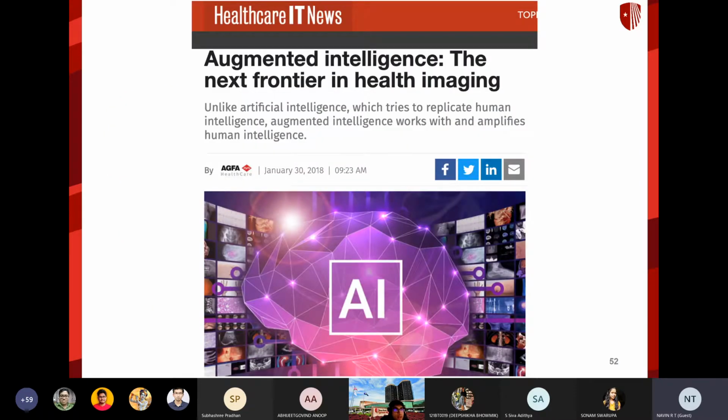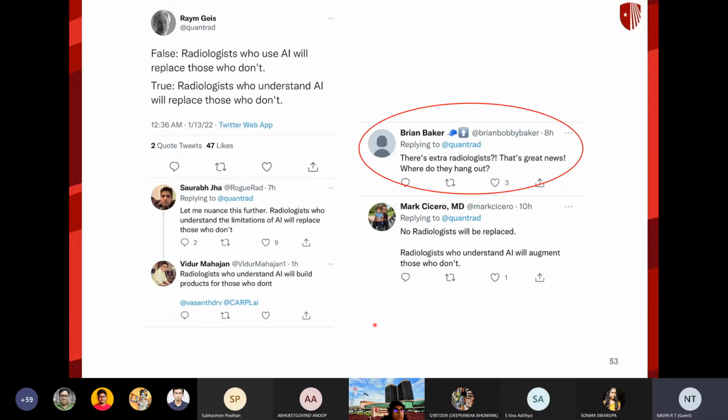Finally, I'd like to finish with this note: augmented intelligence is indeed the next frontier in health imaging. Unlike artificial intelligence, which tries to replicate human intelligence, augmented intelligence works with and amplifies human intelligence. Here's a funny Twitter conversation that was going on between certain experts. In fact, a couple of them are radiologists.